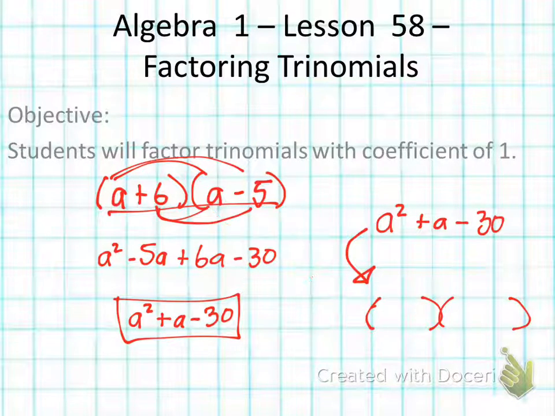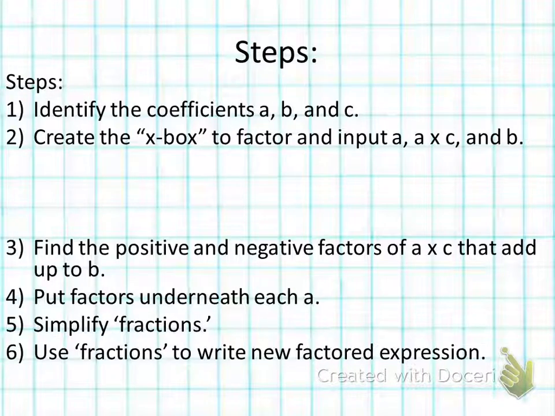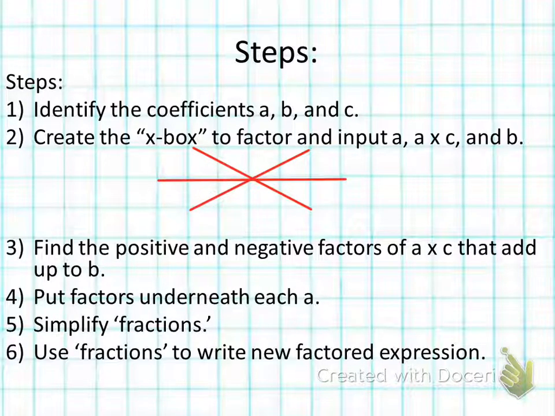So anyways, these are the steps. When you get to step 2, you draw an X box like so. You're going to put the letter A here, this is for your notes, A times C, and then B right here in the middle. So, write the steps down. I'll give you a moment. Please pause this video here, and we'll keep going right now.